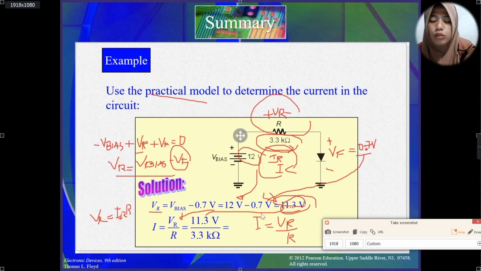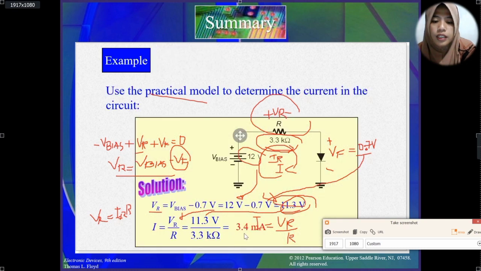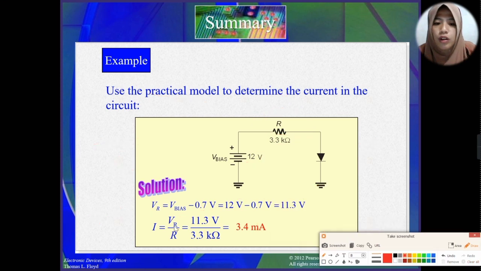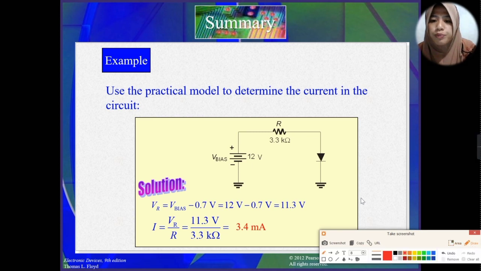This is equivalent to 3.4 milliamp. So, again, ang current natin through this circuit is equivalent to 3.4 milliamp. So, that is for this example. Ang nakuha natin is, again, the current is 3.4 milliamp. Then, ang voltage in the resistor is equals to 11.3 volt. So, that is for this example of this circuit using the practical model.